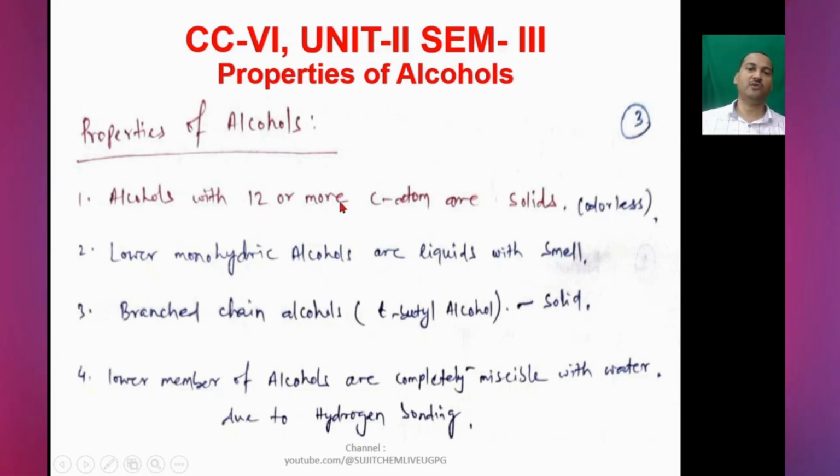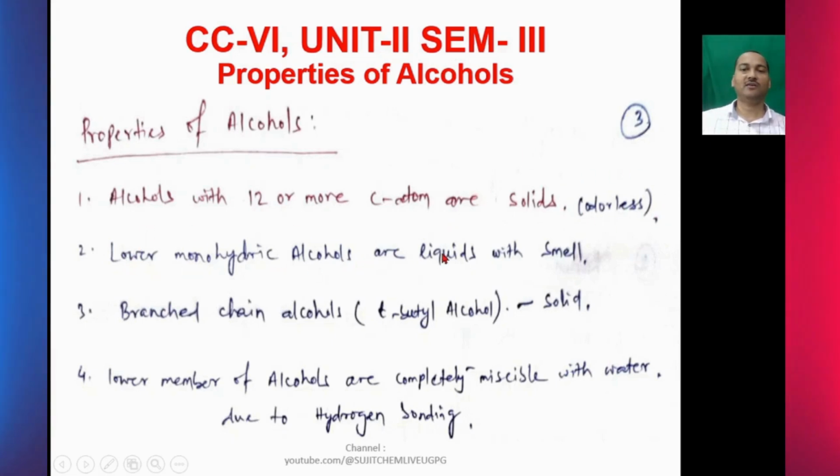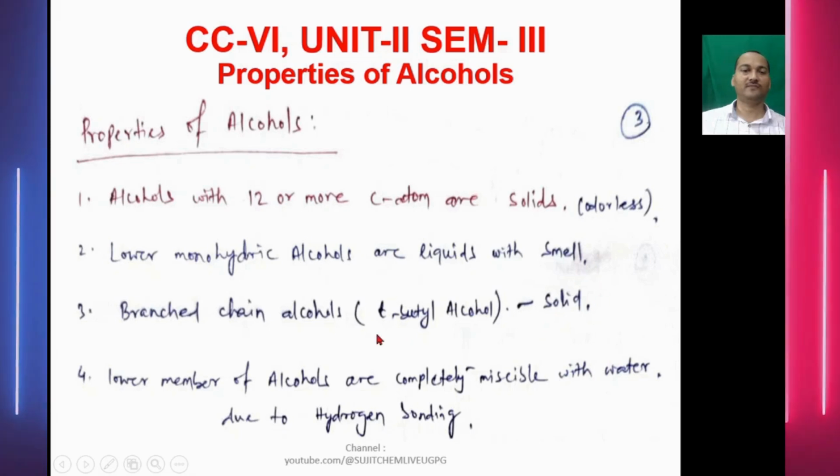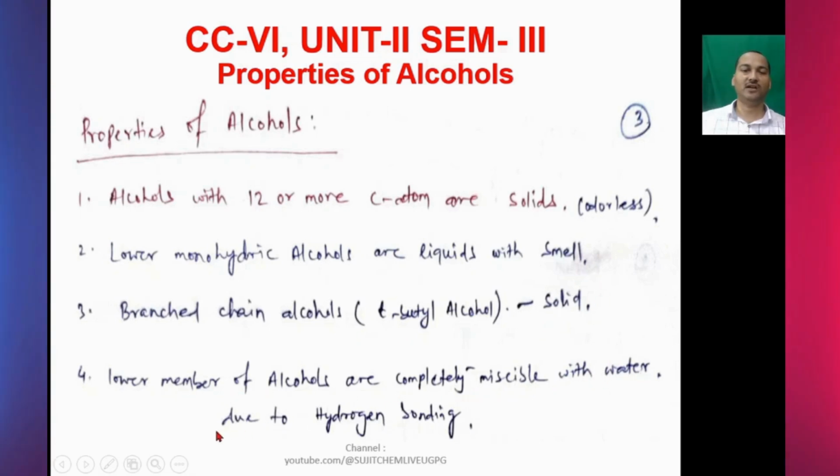So alcohols with more than 12 carbon atoms are solids. So generally they are odorless. Lower monohydric alcohols are liquids with some smell. Branched chain alcohols like tertiary butyl alcohol is solid. And lower members of alcohols are completely miscible with water due to hydrogen bonding.